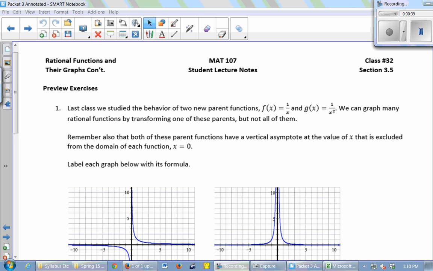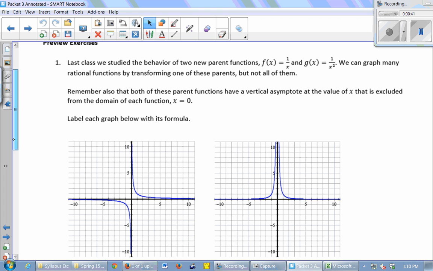All right, so last class we studied the behavior of two new parent functions, 1 over x and 1 over x squared. We did a lot of work with them. We figured out what their asymptotes are, what their end behavior is, and we were able to graph many functions by transforming those two parents, but we won't be able to do all of them that way. Remember that both of these parent functions have a vertical asymptote at the value of x that is excluded from the domain. In each of these cases, when x is 0, you get something undefined because you have a 0 in a denominator. So x equals 0 is the vertical asymptote.